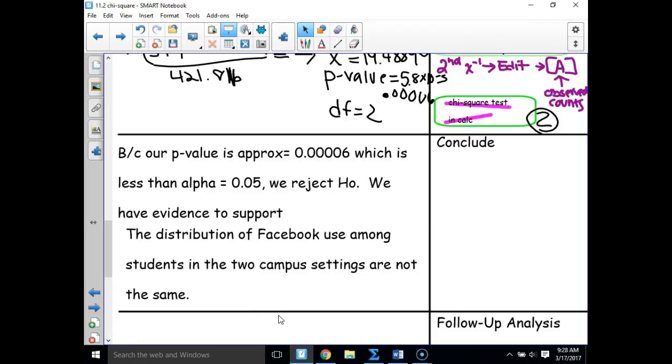We always say we reject H naught or we don't reject H naught based on the p-value. So since our p-value is less than alpha, we reject H naught. Then we always say we have evidence for HA or don't have evidence for HA. So the decision is always about H naught, whether we reject or fail to reject. And then the evidence is always for or against HA. So that's how the two sentences always work.